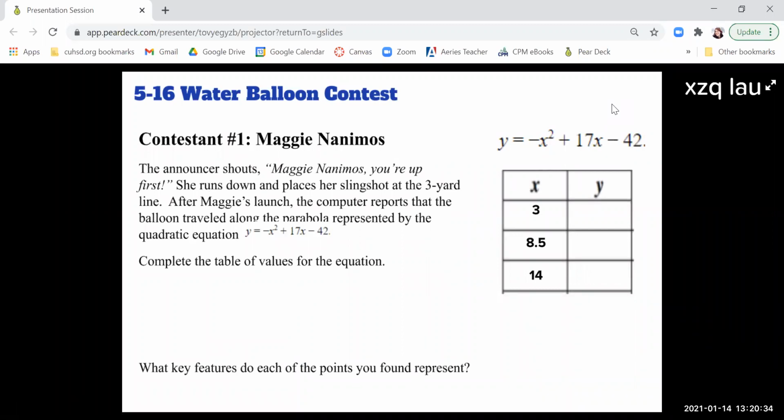So contestant number 1, Magnanimous. The announcer shouts, Magnanimous, you're up first. She runs down and places her slingshot on the 3-yard line. After Maggie's launch, the computer reports that the balloon traveled along the parabola represented by the quadratic equation y equals negative x squared plus 17x minus 42. Complete the table of values for the equation.